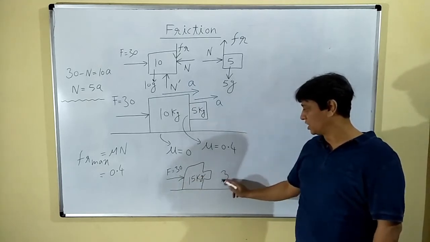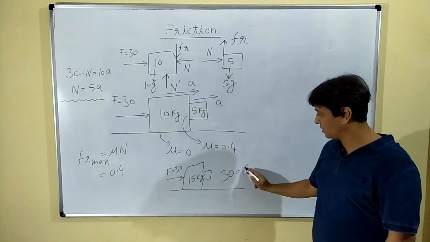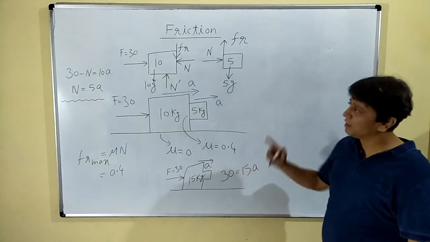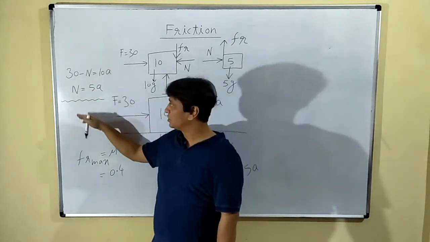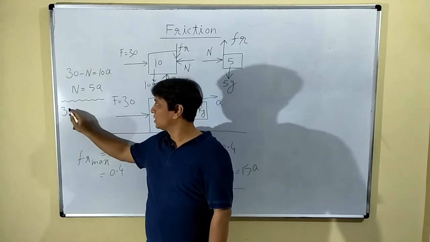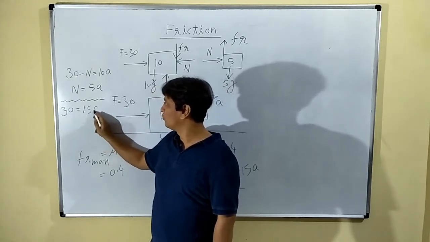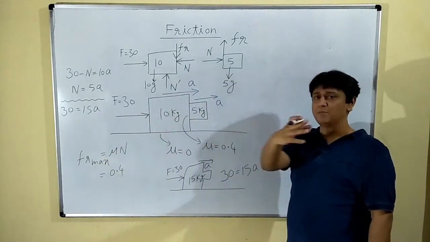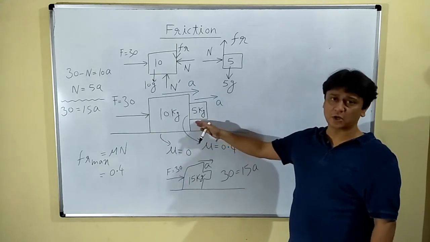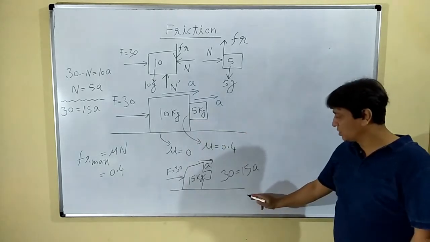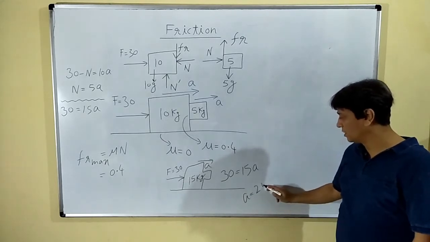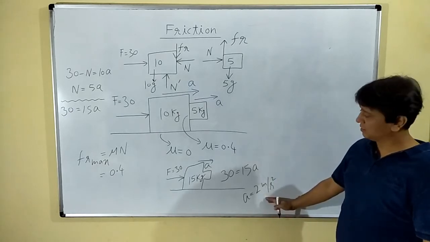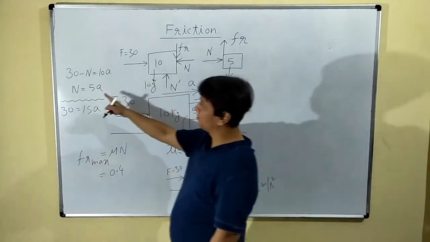Kitna force hai bhai? 30. What is the mass? 15. What is the acceleration in the body? a. 30 equals 15a. Wahi cheez yahan likhi hui hai. If you add these equations, N and N cancel, you get what? 30 equals 15a. Iska matlab even without drawing this free body diagram, aap bata sakte the iska horizontal acceleration kitna hai. Apne paas horizontal acceleration nikal kar aa gaya, kitna hai? 2 meters per second square. Ek baar a maloom chal gaya, a se turant kya mil jayega apne ko?